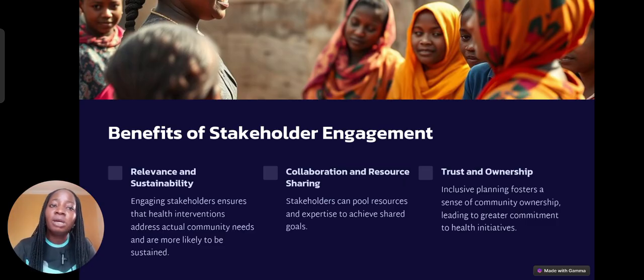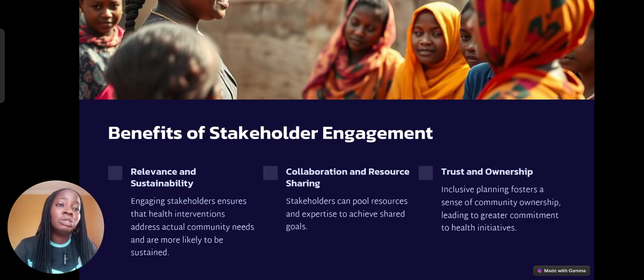Then we have collaboration and resource sharing. The stakeholders can come together and put their resources and expertise together to achieve shared goals. When it comes to public health or primary health care, one sector cannot just achieve it. Remember, we're trying to achieve universal health coverage. They have to come together, put their resources together, and bring about a healthy community.